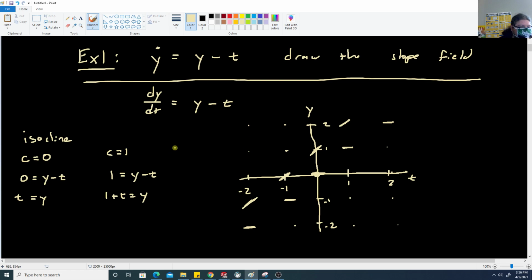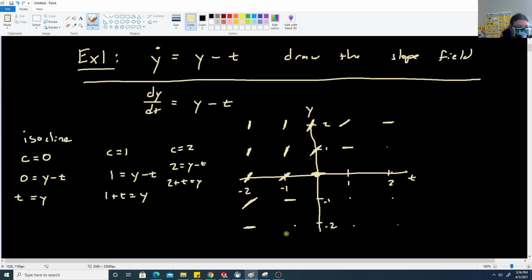And if we had c equals 2, that would say 2 equals y minus t, which means if your y value is 2 above your t value, those have slope 2. So I draw slope 2. It's going to turn out this whole diagonal row will have slope 2. And you can probably guess that this one up here is going to have slope 3, and this one here will have slope 4.